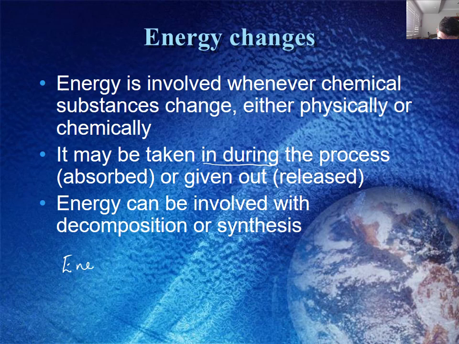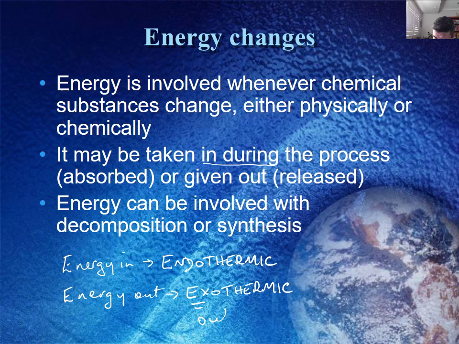Energy in is called an endothermic process. So whenever heat is taken in by the system, it's an endothermic process, and it can also be released. Energy out is an exothermic. So exterior, this means out. So if the energy comes out, then it's an exothermic process, and if the energy goes in, it's an endothermic process. This always happens. Sometimes, and in fact usually, both processes happen, and there's an excess of one or the other. So more is taken in than is released, or more is released than is taken in.